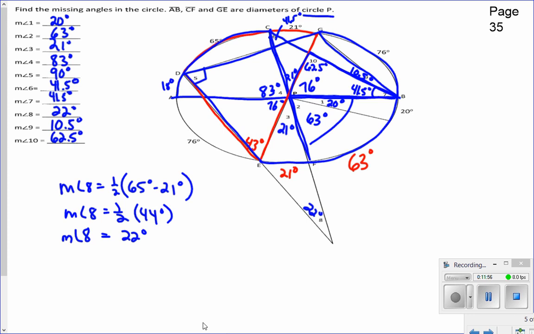Okay, and it looks like we have everything filled in. Again, when you're doing this on your own, you don't have to go in the same order that I did. Just start where you know something and be on the lookout for central angles, inscribed angles, vertical angles, linear pairs, triangles, all things we know about the measures of the angles, and then just fill in piece by piece what you know until you get everything that you're looking for. Okay, good luck.